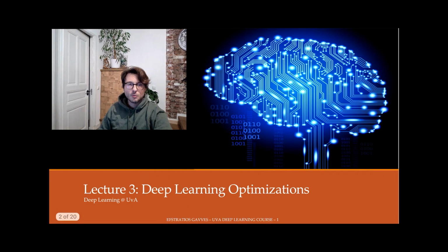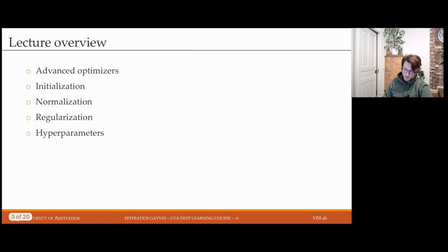Hi all, and welcome to the third lecture of the deep learning course. Today we're going to discuss deep learning optimizations. More specifically, today we're going to study some advanced optimizers. We saw stochastic gradient descent last time, so today we're going to see some more optimizers out there.